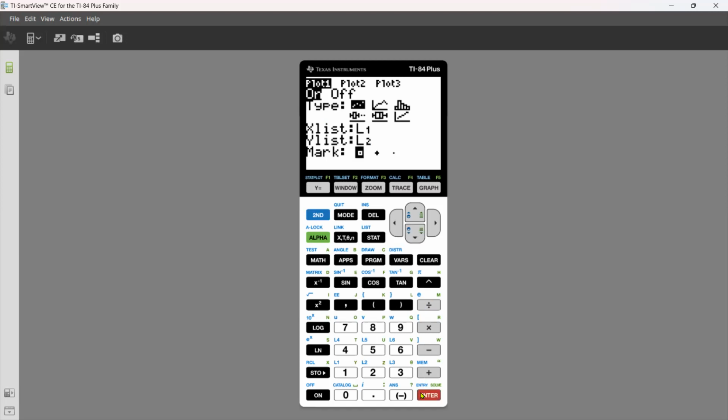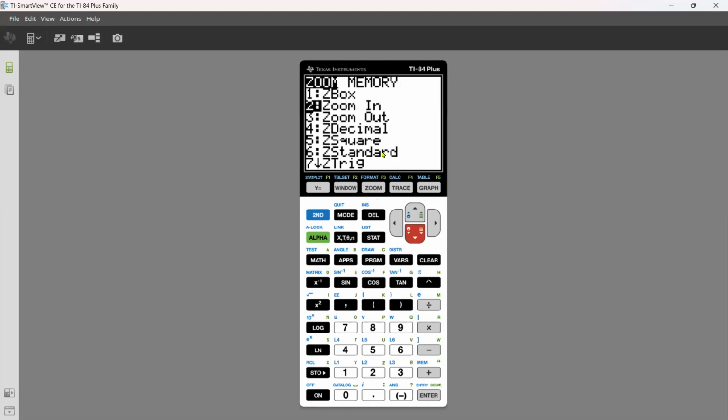Now, the other thing is your window setting. You can set your window manually, but you don't have to. The easiest way for you to address that is with Zoom. For me, it's 9 on my menu. You should see something that says Zoom stat, number 6. It might be number 10, it might be number 8, depending on how many options you have, but you're looking for that.